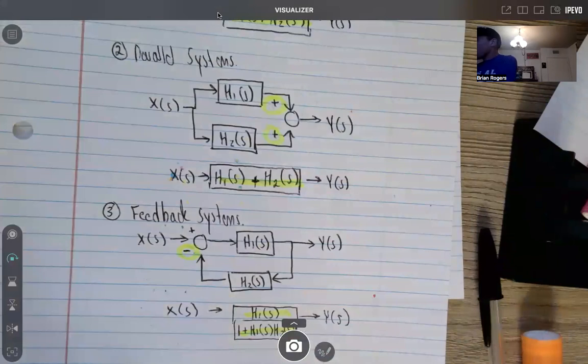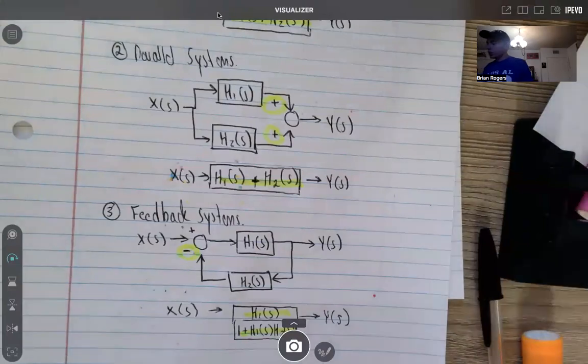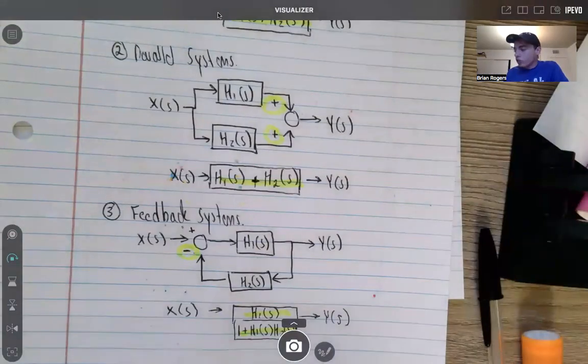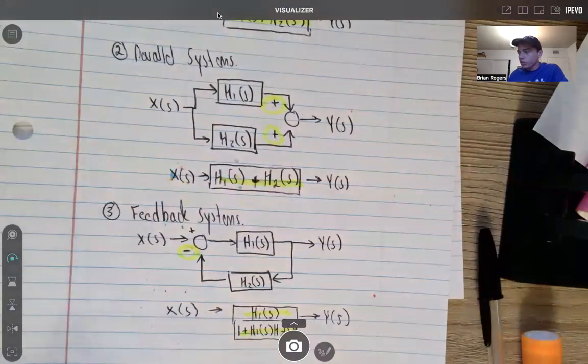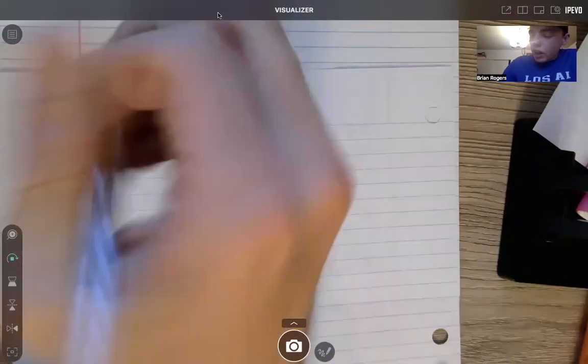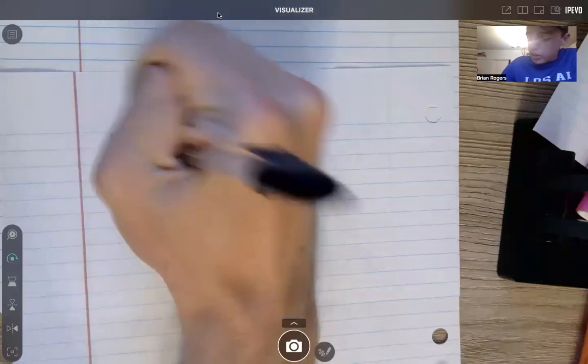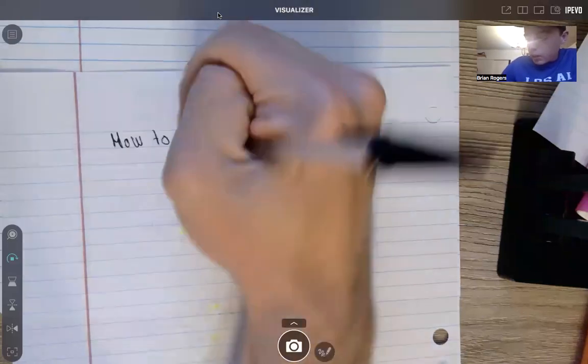And now we're going to talk about basically how to do system realization. How can we make block diagram forms of systems? There's two ways you can make block diagrams from systems. I'm going to just say how to make block diagrams. I like that more than system realization. How to make block diagrams.